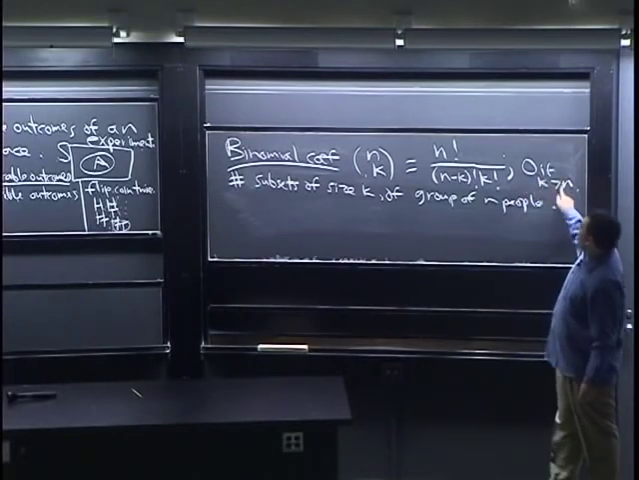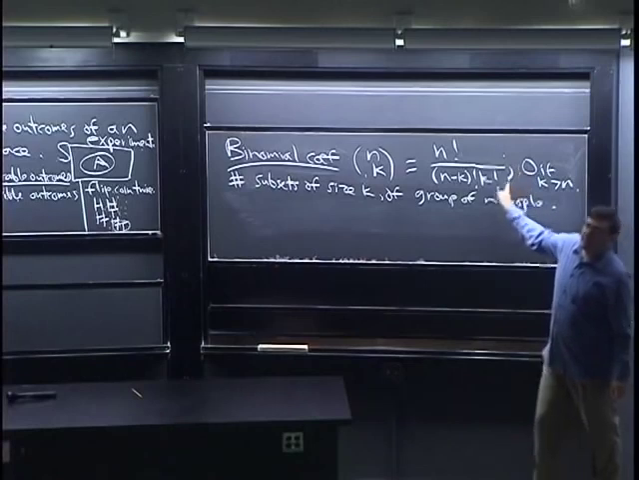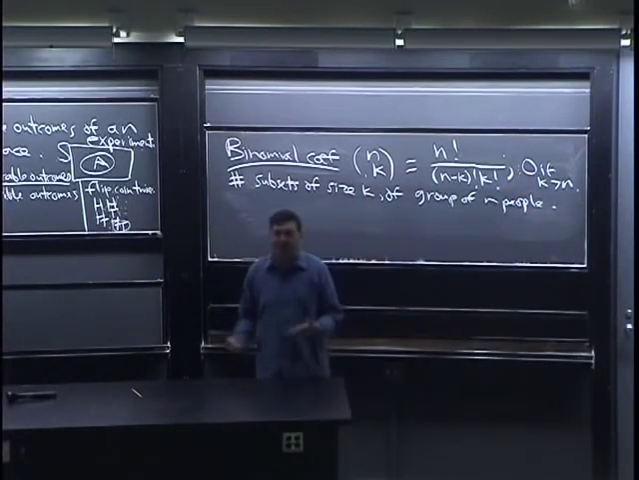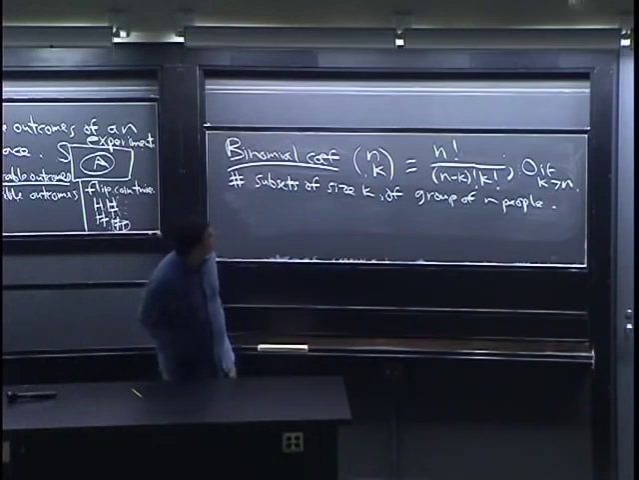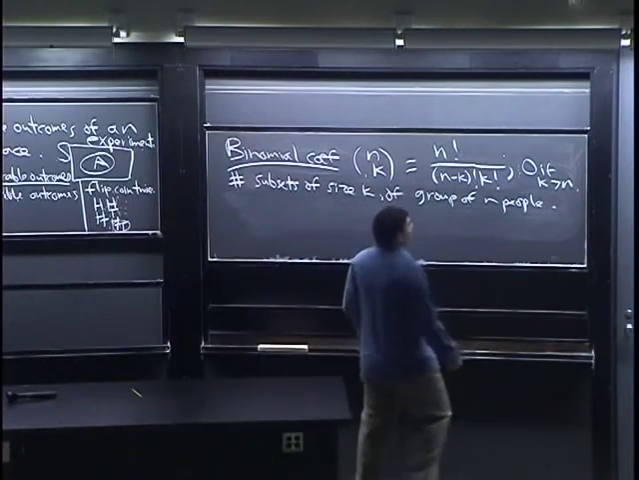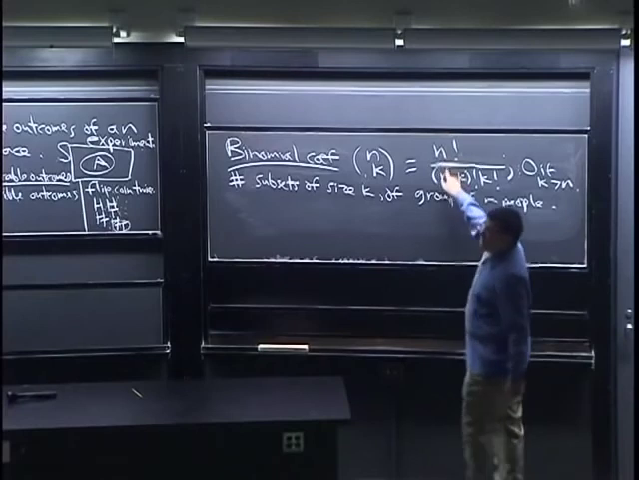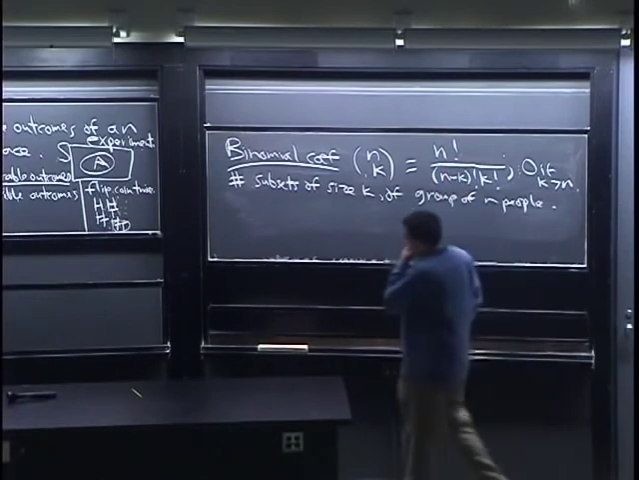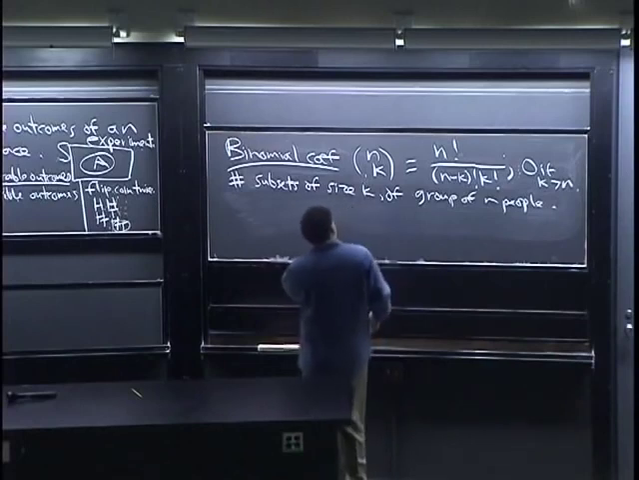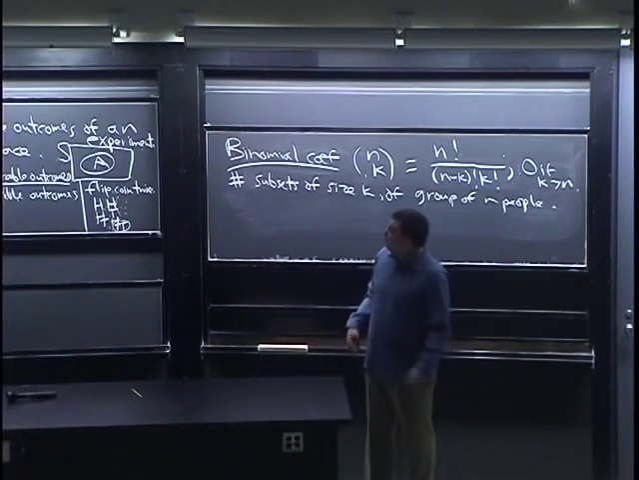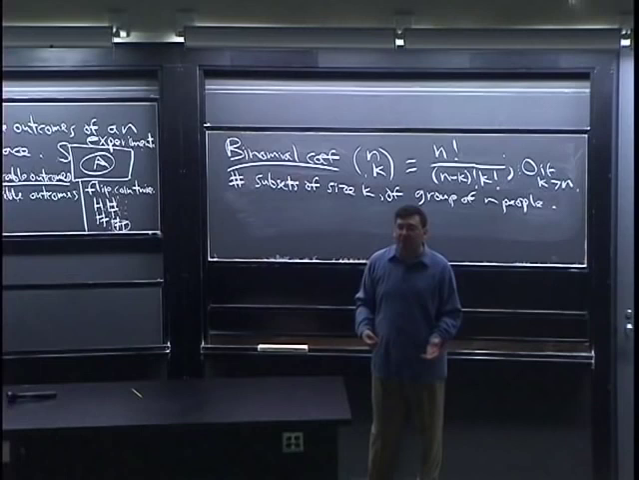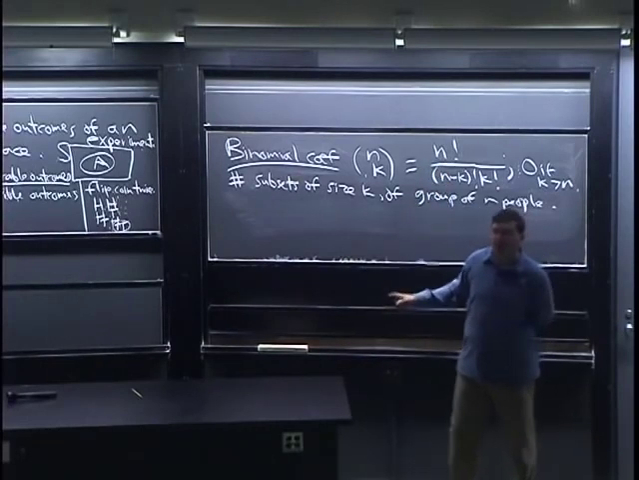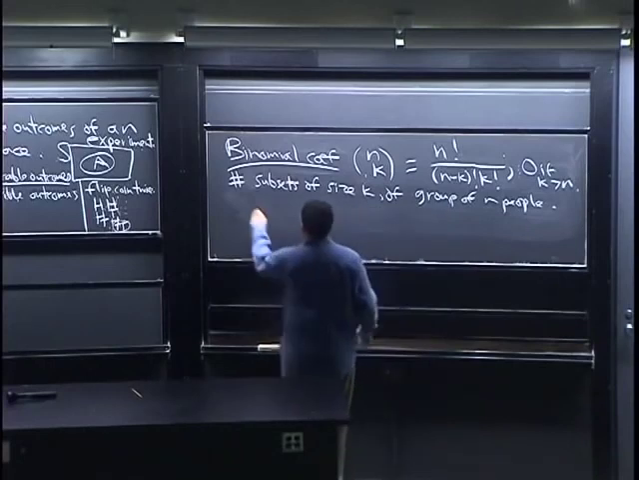So if k is greater than n, it has to be defined as 0 because if you have 10 people, you can't choose 11 of them. It's impossible, okay? So if k is less than or equal to n, it's equal to this, and let me just quickly tell you the reason why. We need to make some choices, right? This follows almost immediately from the multiplication rule. So I want to just quickly justify this.